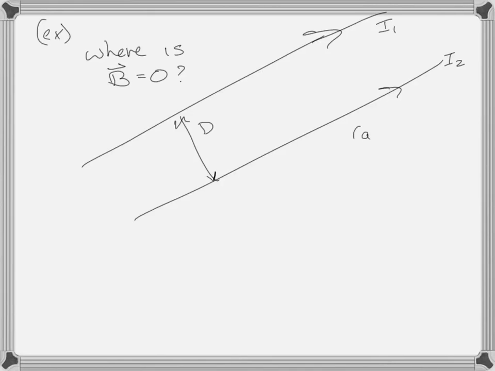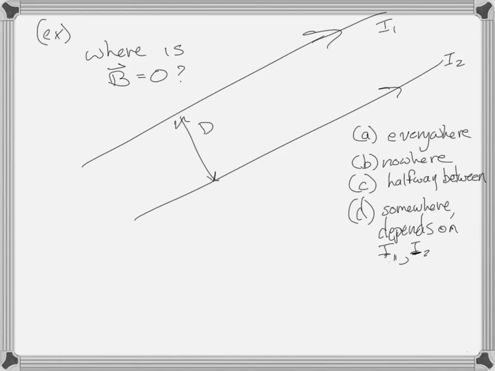So the answers are: A, everywhere; nowhere; halfway between; somewhere, but it depends on I1, I2. So I'll give you a second, or you should pause it and think about it and try to answer it for yourself. But 3, 2, 1, the answer is somewhere. Okay, there is a 0 somewhere, and we just got to figure out where. It might be halfway between, depending on the relative currents, but not necessarily.